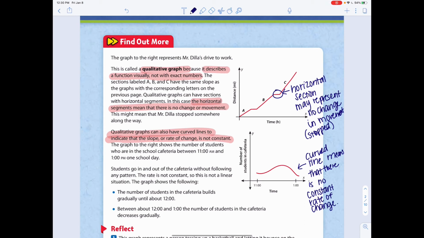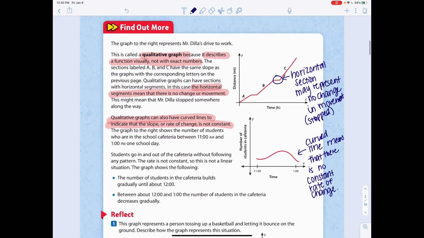All right, moving along. The graph to the right shows the number of students who are in the school cafeteria between 11 a.m. and 1 p.m. on one school day. Students go in and out of the cafeteria without following any pattern. The rate is not constant, so there is not a linear situation. Remember when we talked about linear relationships, it has to be a straight line. That line could be diagonal, it could be horizontal, any of that. But if it was curved, then it's non-linear. So of course, since this line is curved, it is a non-linear function. Okay?